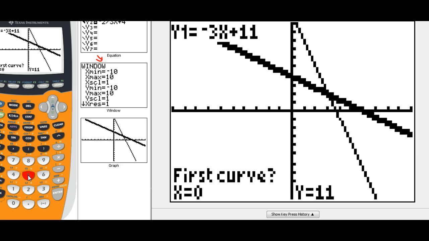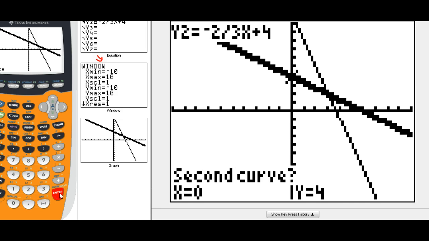The first prompt, it says, what's the first curve you want to use to find the points of intersection? So if you notice also in the top left-hand corner, it says y1 is negative 3x plus 11. Yeah, that's the first curve we want, so just press enter. What's the second curve you want? Well, y2 shows up, negative 2/3 x plus 4. Yeah, that's the second curve I want, so press enter.